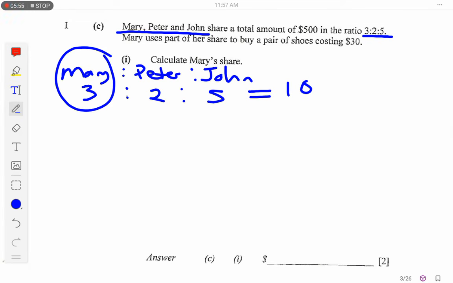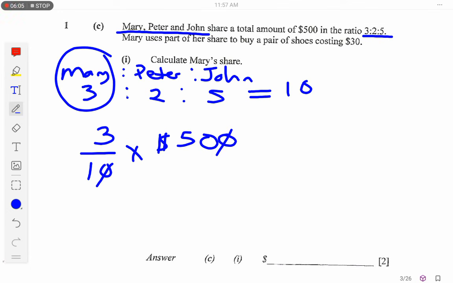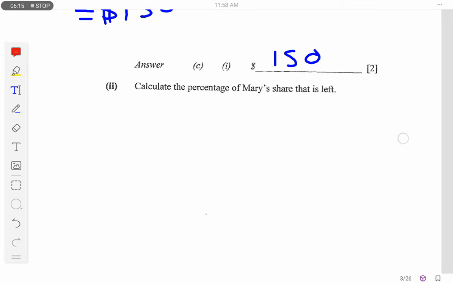So Mary's share is going to be 3 over 10 times the amount that is going to be shared, which is $500. So you find out here we've got 3 times 50, we get ourselves $150. So that's our answer there.